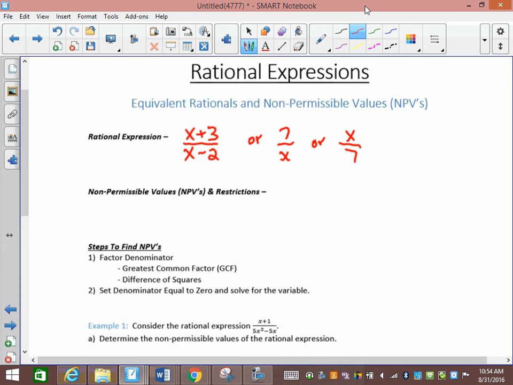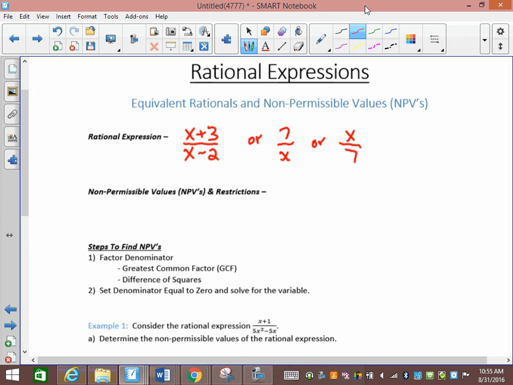Do you remember why we have non-permissible values or restrictions? Non-permissible values, NPVs, or restrictions are just words that mean the same thing. So on the diploma, if they say state the restrictions, or state the non-permissible values, it's the same thing. Those words are interchangeable. Do you know why we state non-permissible values on rationals? Anyone remember?